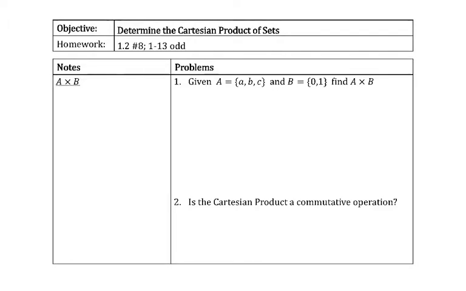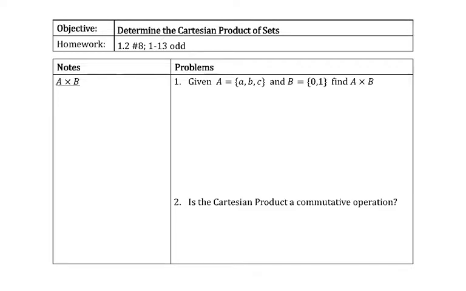All right, so get yourself ready to take notes. We're going to talk about the Cartesian product of sets. Now, it's from chapter 1, section 2. Cartesian product, it's a product. It looks like a multiplication problem. So you've got set A and set B and a multiplication sign in between them.